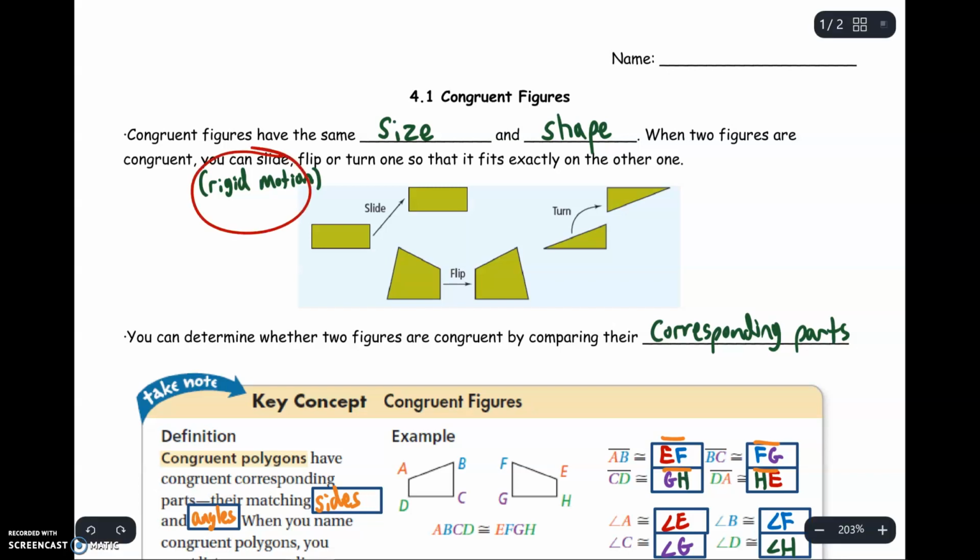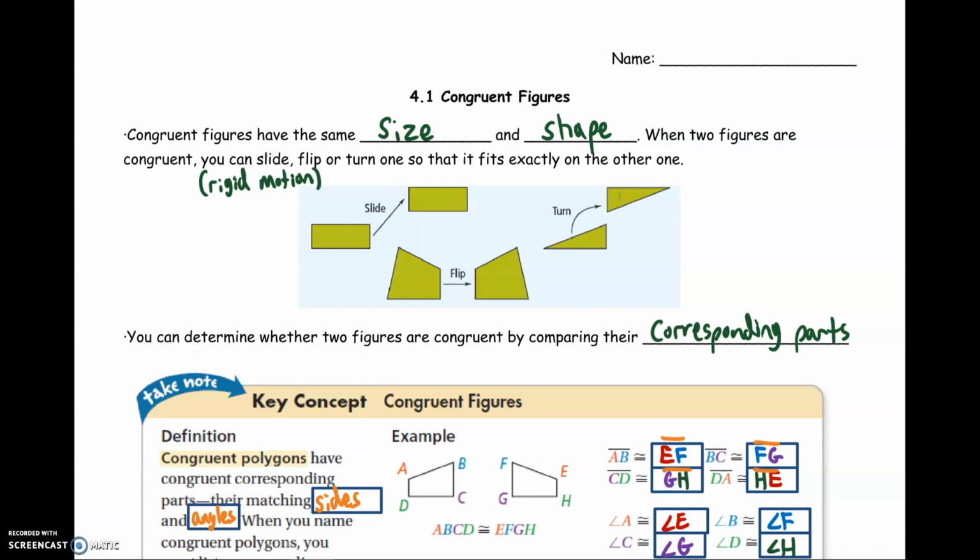You might also see the term rigid motion for this type. Rigid motion is almost like a block of wood. I can take a block of wood and slide it. I can flip it over what we call a reflection line. I can turn it around, but what I can't do is change, again, the shape or the size of that figure.